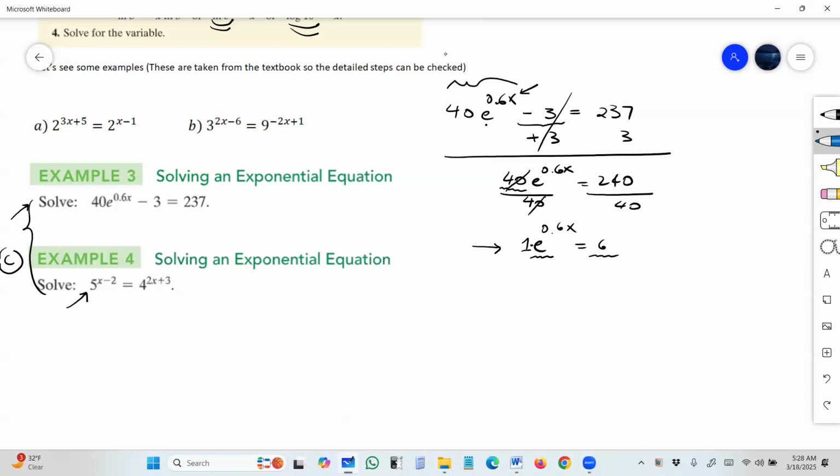Whatever this base is, where your variable is attached, you're going to take the log of both sides using this base, whatever it is. In this case, it's e, so we'll take the natural log of both sides. If it was 7 to the x, you would take log base 7 of both sides. If it was log base 17, you would take log base 17 of both sides, and so on and so forth. Okay?